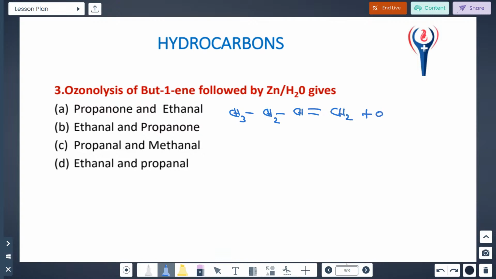So if it undergoes ozonolysis, what happens? Okay, you know that 2 oxygen. So this always goes to the place where the double bond is present. If the double bond is present in between the 2 carbon, then only the ozone molecule is going to add in between these 2 carbon. So ozonolysis is a process to locate the position of the double bond.